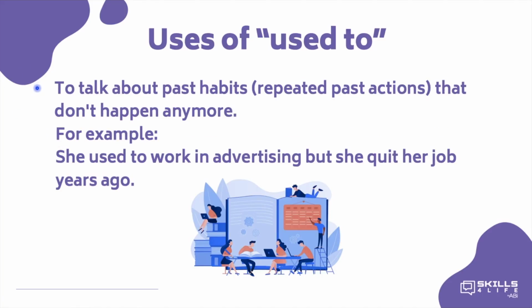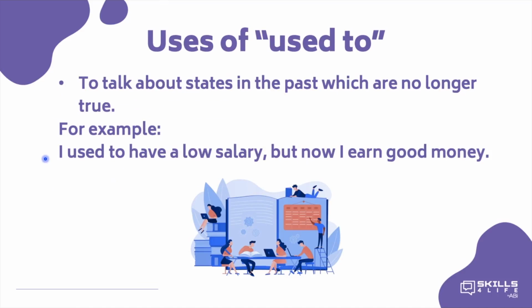Another one is to talk about past habits or repeated past actions that don't happen anymore. For example, she used to work in advertising, but she quit her job years ago, so it doesn't happen anymore. Another one is to talk about states in the past which are no longer true. For example, I used to have a low salary, but now I earn good money.